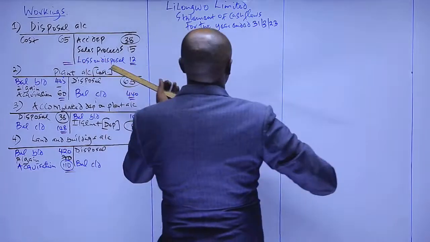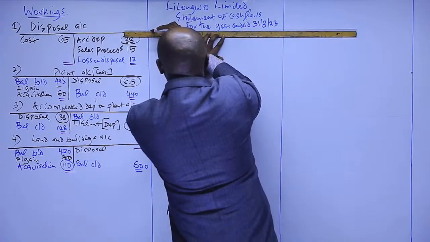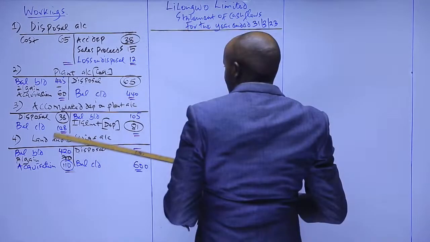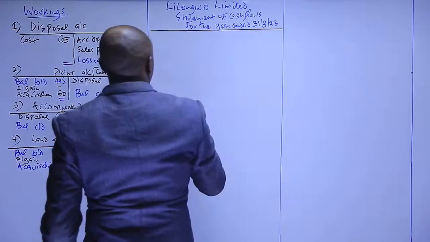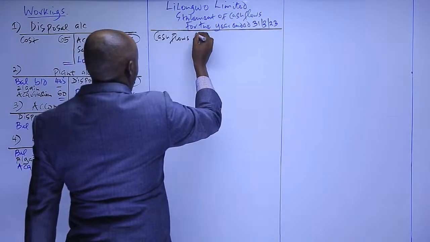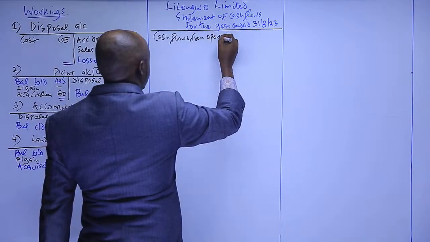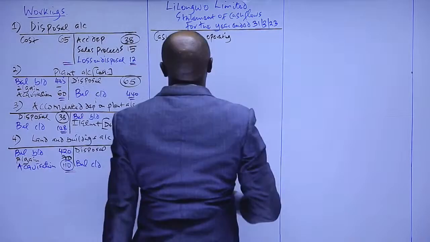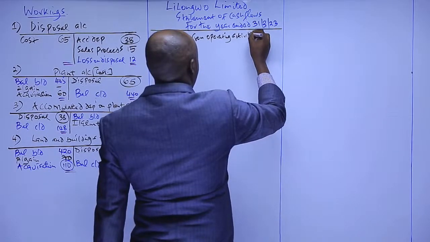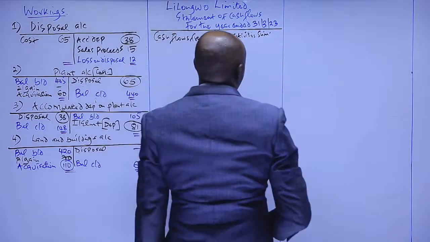given the income statement and also the statement of financial position, then always use the indirect method. So here we start by determining the cash flows from operating activities. We need to have two columns, and our figures are in millions of shillings.